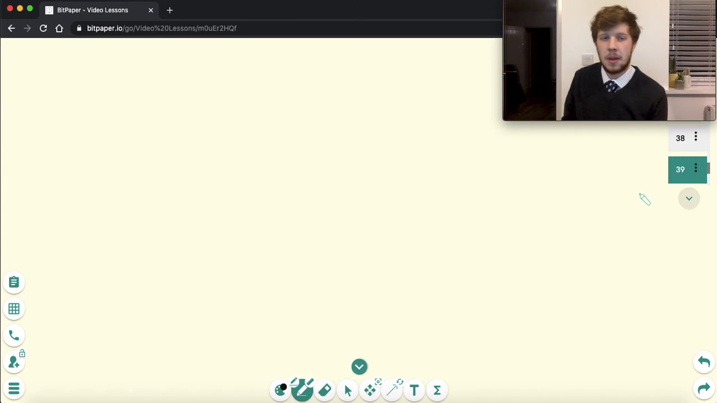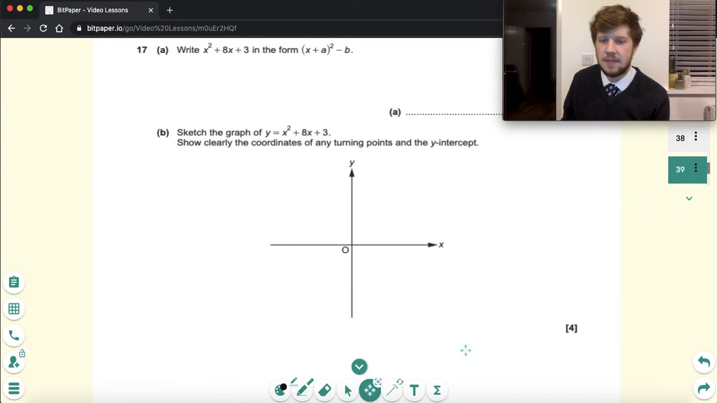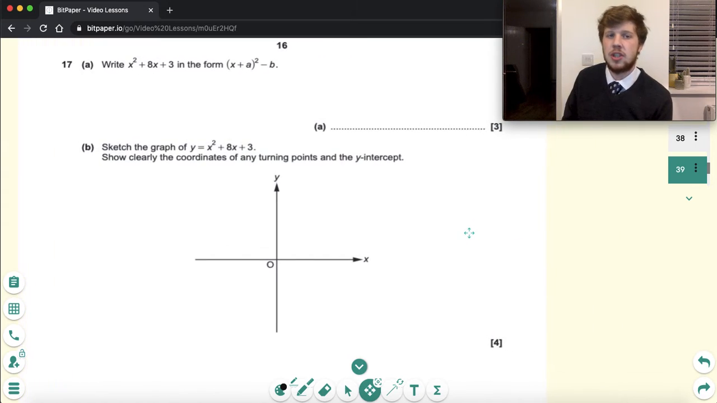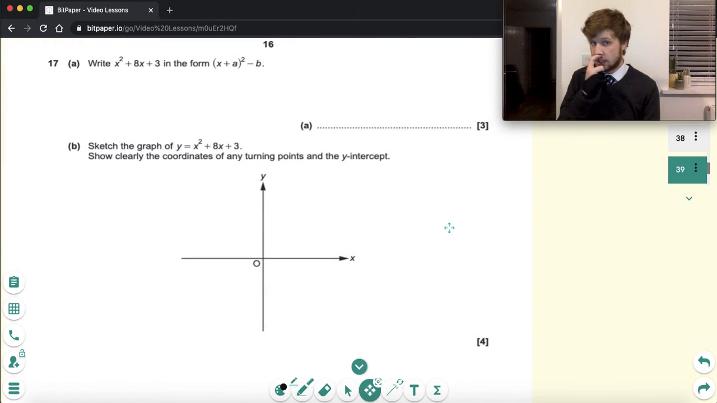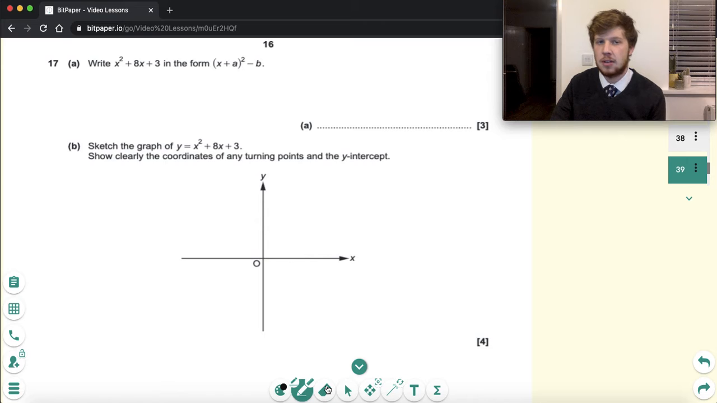So, moving on to question 17, this is completing the square. This should have been attempted by the majority of the students because even though it's a higher level topic, the process that we use is very common and it's also quite easy to pick up the marks. X squared plus 8x plus 3 in the form of x plus a squared minus b.